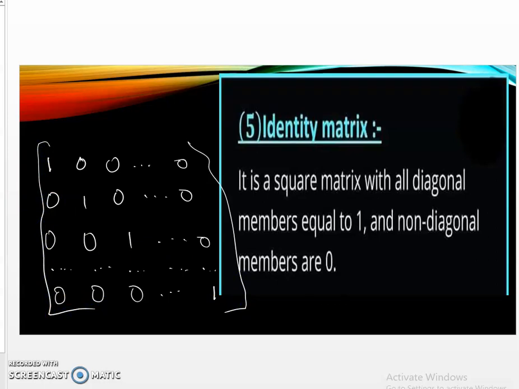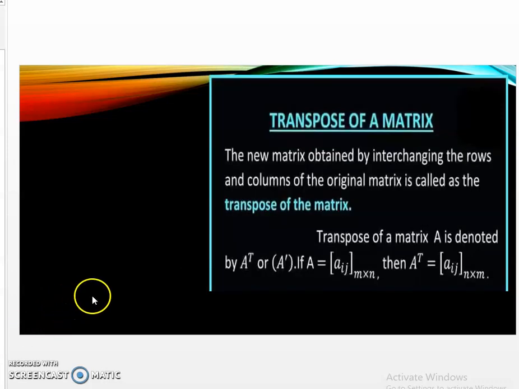Let us consider another type of matrix. The final matrix we have to deal with here is what we call the transpose of a matrix. So far we've covered five types of matrix: the column matrix, the square matrix, the diagonal matrix, the identity matrix, and now we have to deal with the transpose of a matrix.